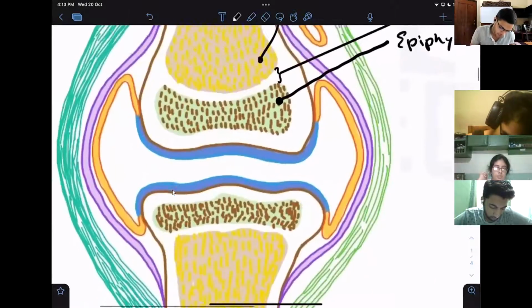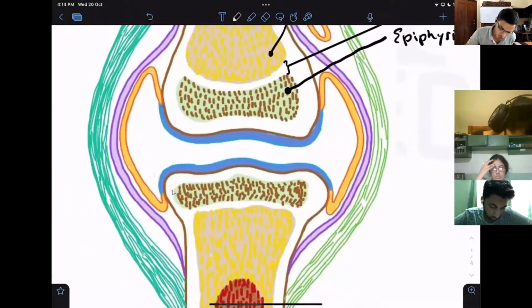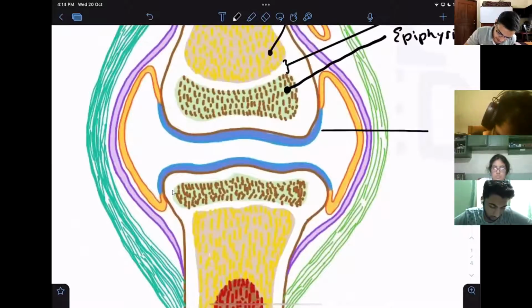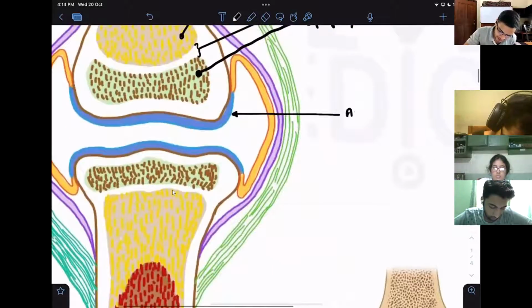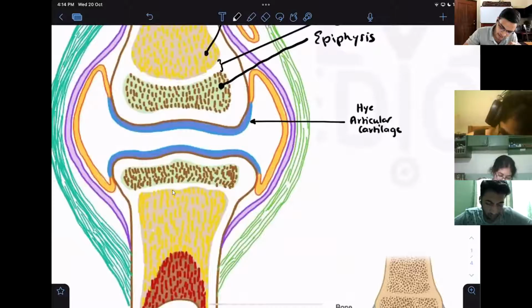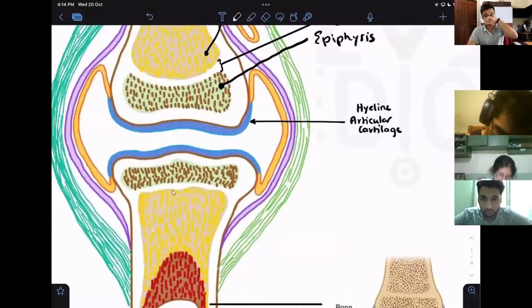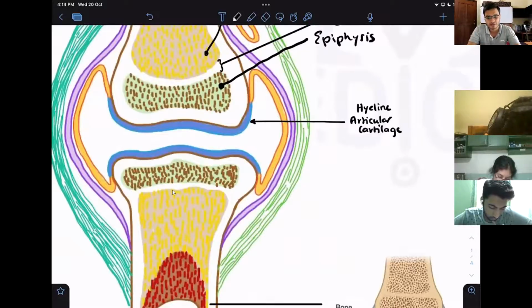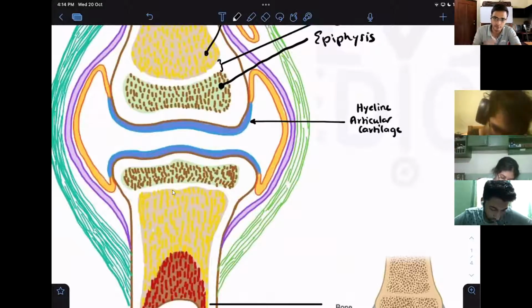Now we come to the important points. Look at this blue structure here. This is our articular cartilage. In synovial joints, guys, the articular cartilage is made up of a material called hyaline. It is a very glassy, or sometimes we say porcelain-like, substance. It is very smooth.